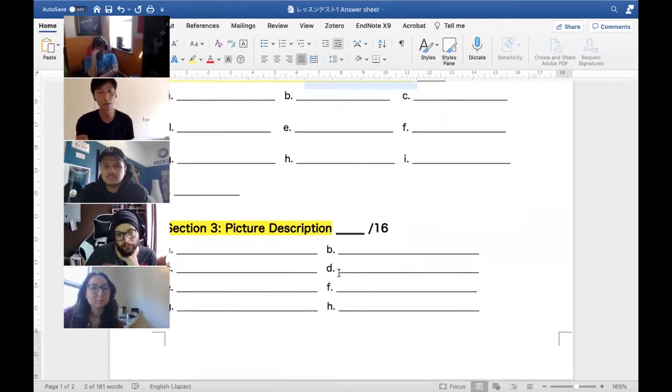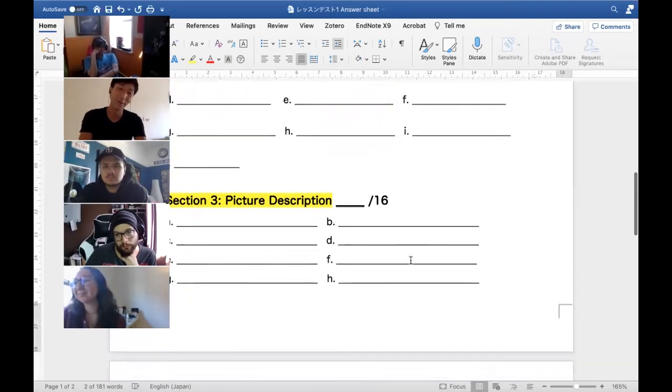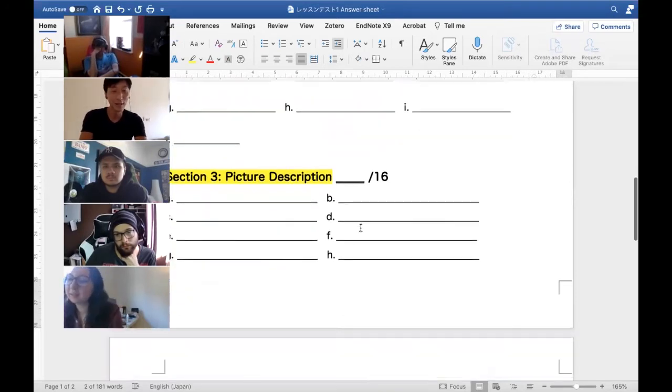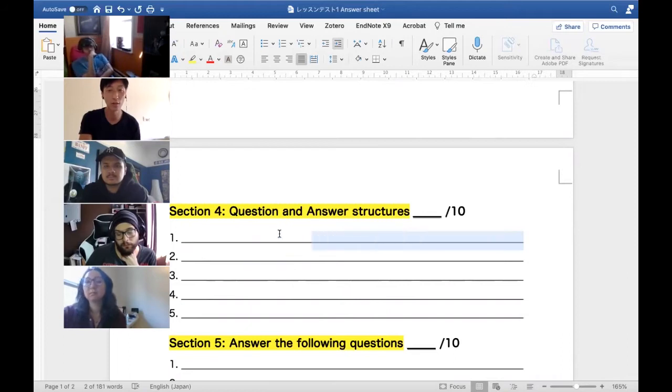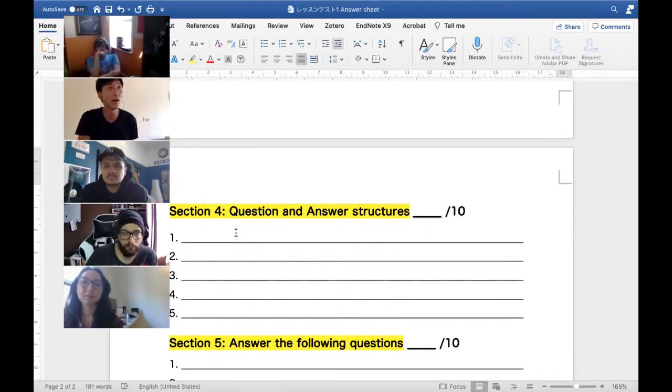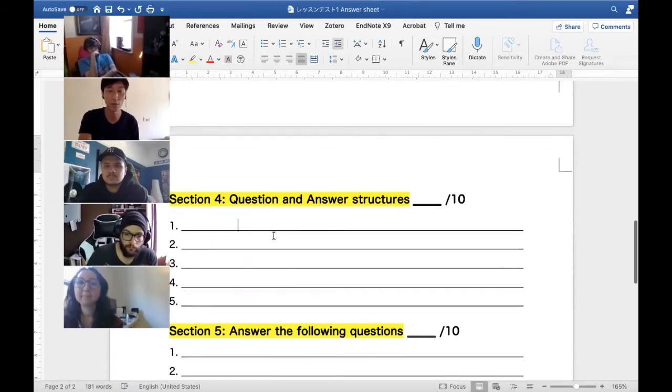So you can imagine you have a look at a picture. Okay, but picture description. Okay, then section 4 is question and answer structures. Pretty simple example is, for example, 昨日何をしましたか? For example, and then you just write your own answer in a complete sentence. Okay, so for example, 昨日テレビゲームをしました. Okay, that's simple, right? Good.